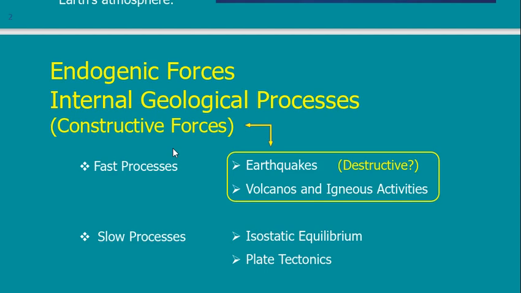And we said that there is something that you all have to take into consideration. We say that the internal processes, the endogenic, are constructive forces. How constructive? Because they construct the earth. They construct the final shape of the earth. But one of these fast processes is earthquakes and volcanoes, and we know that earthquakes and volcanoes are destructive. They destroy everything around them. So they are destructive to structures, but they are not destructive to earth.